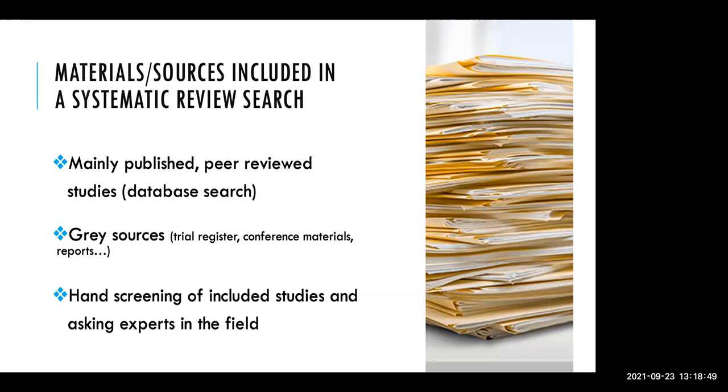But the main part of the papers analyzed in systematic reviews are from published, peer-reviewed, high-impact studies. We sometimes do some hand screening of the included studies, depending on the topic, and you can also ask experts in the field if they know of any additional reports or publications that could be useful. The systematic search should cover everything that is available, but this is a procedure you do to demonstrate that nothing has been missed. It's important that this part is also documented clearly.